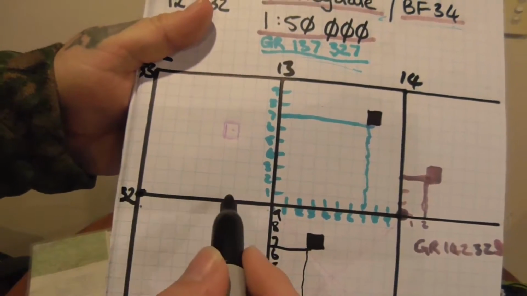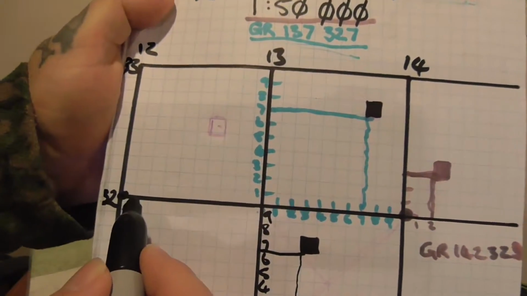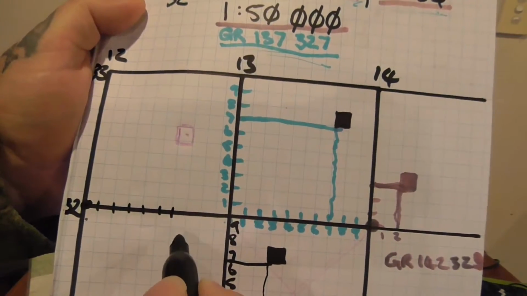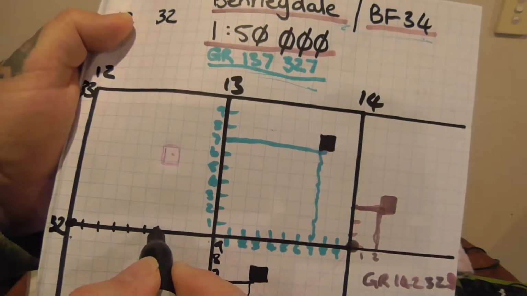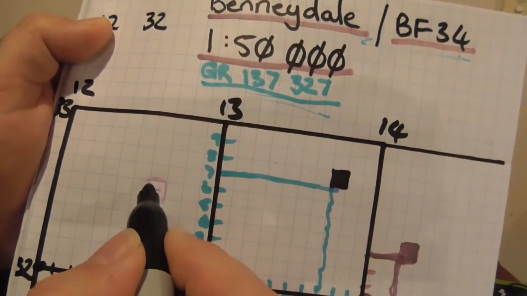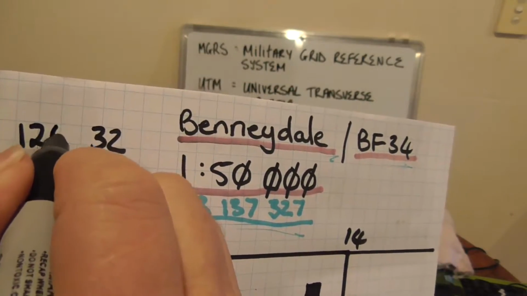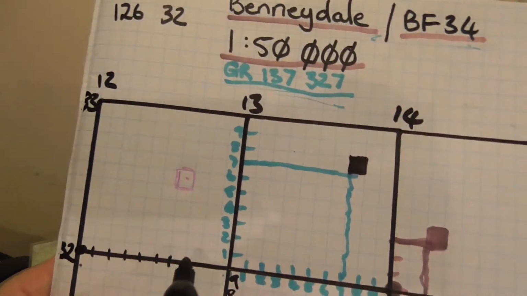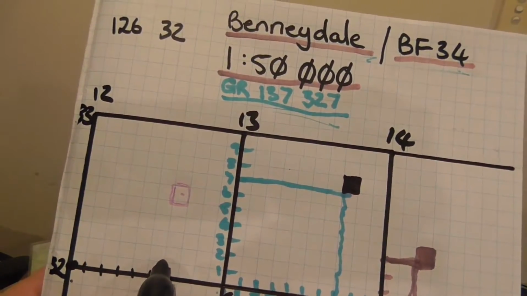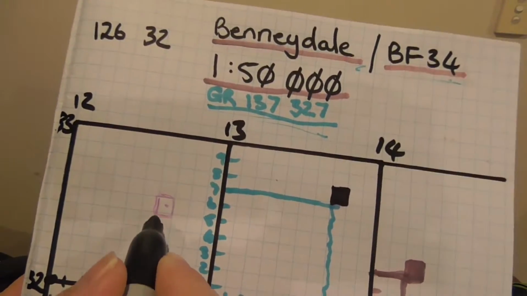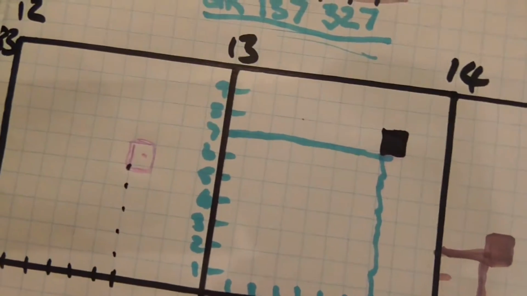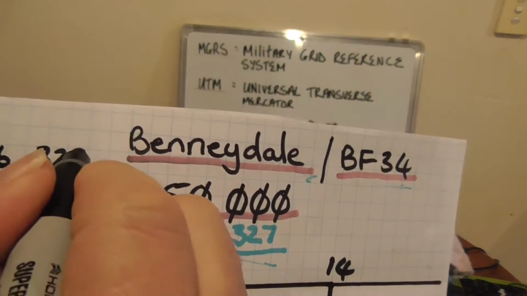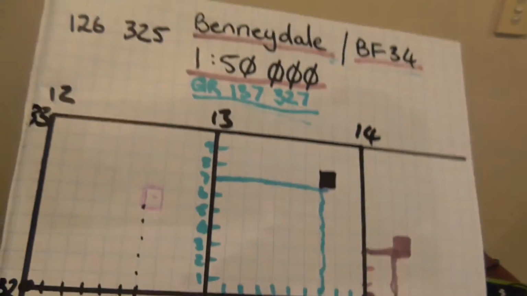Let's go across again. 1, 2, 3, 4, 5, 6. That will take us up to where it lines up. So 6. So 1, 2, 6. And then we go up. 1, 2, 3, 4, 5. It's another way of doing it. 5. So 3, 2, 5. Then we'd do it again.